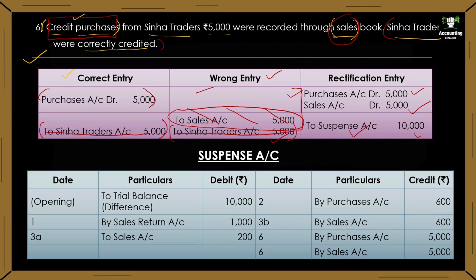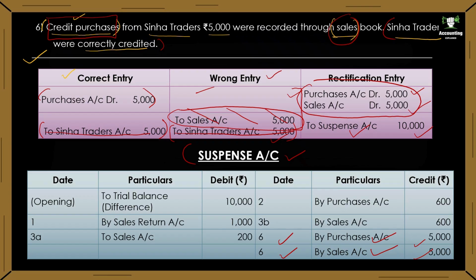Okay. Now, in the suspense account, let us see the ledger. Here, in the rectification entry, we have debited purchases and sales account rupees 5,000. So in the ledger of the suspense account, by purchases 5,000, by sales 5,000, transaction number 6 will be credited. Okay.